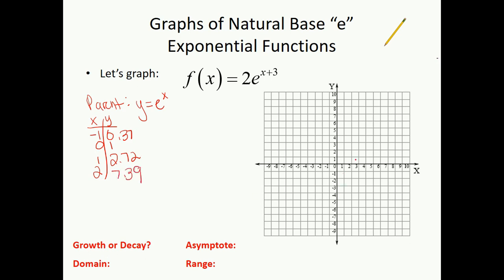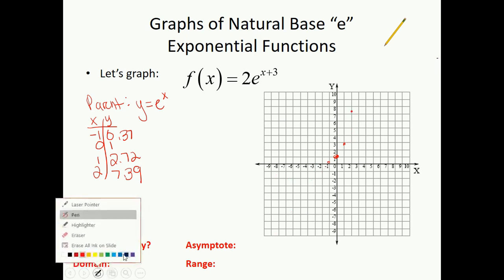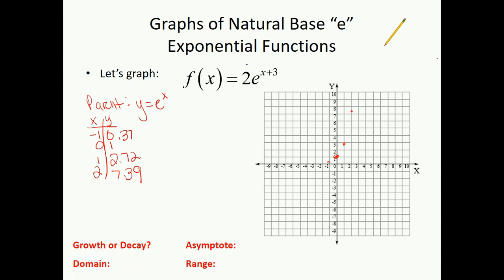So if I would graph those, graph my parent here, 0, 1, I don't think I'm going to fill in my line, but nevertheless, and then I'll go to 7.39 right there. So that is my parent. Change some color here. Okay, now I got to take care of my vertical stretch. This is my vertical stretch. Just like last time, since it is a vertical stretch, it's going to affect your y values. So I'm going to multiply every single y value by that value. So 0.37 times 2.